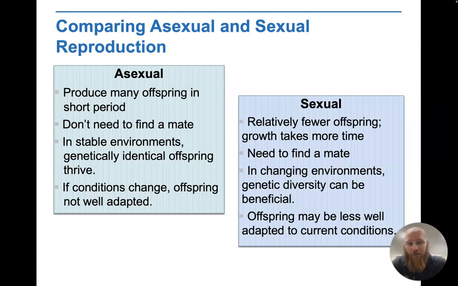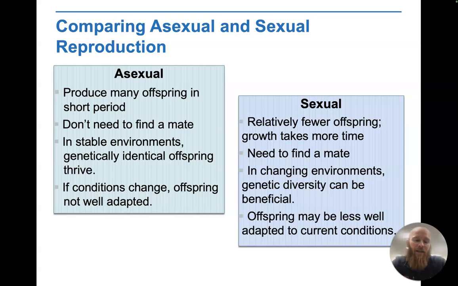Whereas for sexual reproduction, in changing environments, genetic diversity is going to be beneficial. Offspring may be less well adapted to current conditions, but that doesn't mean all offspring are less well adapted. We're going to hit this point home a lot in Unit 3. We're going to hit it home as we move forward into the end of the year with evolution.